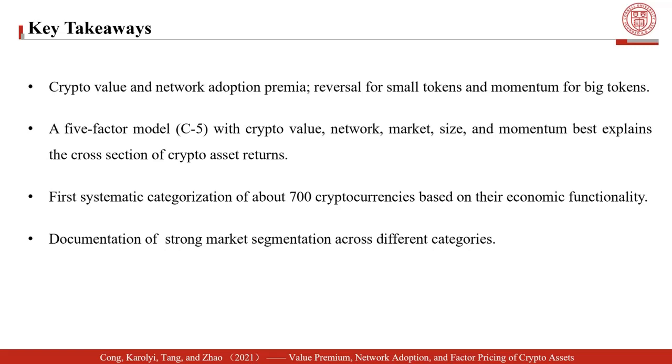They are very representative of the cryptocurrency space. And we document value and network adoption premium. We show there's reversal for small tokens and momentum for big tokens. And from that, we add 2 novel factors of crypto value and crypto network, to crypto market, crypto size, and crypto momentum factors, and propose the C5 factor model.